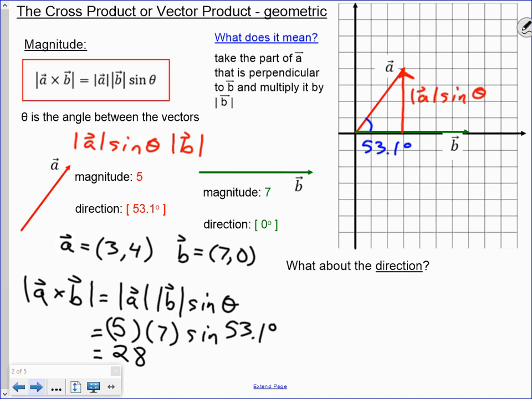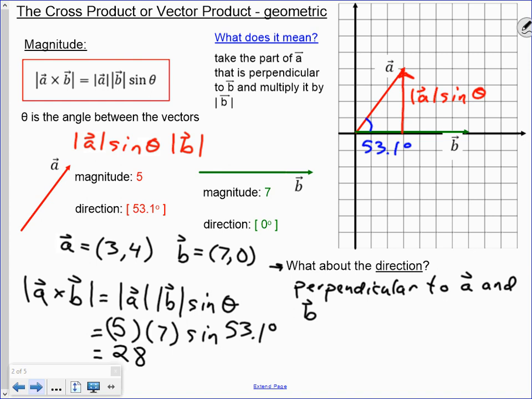Now, what about the direction? When you do the cross product, the resulting vector is always perpendicular to the two vectors that you started with. So perpendicular to both A and B. Now, you might be thinking, how is that possible? How can I draw a vector on there that is perpendicular to both A and B?